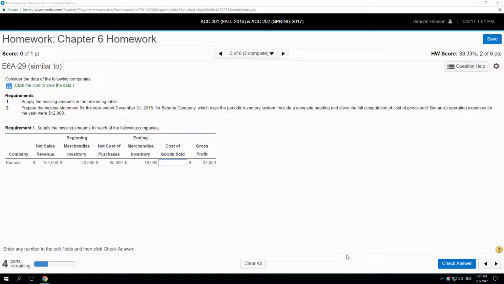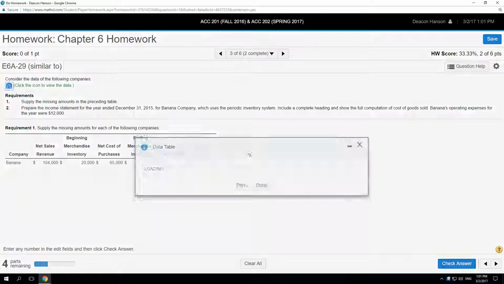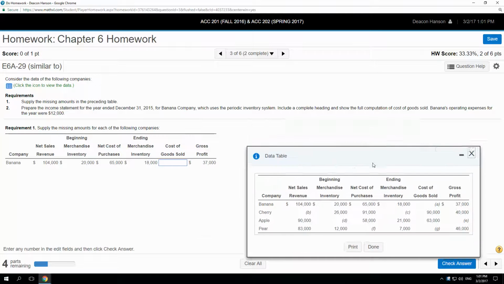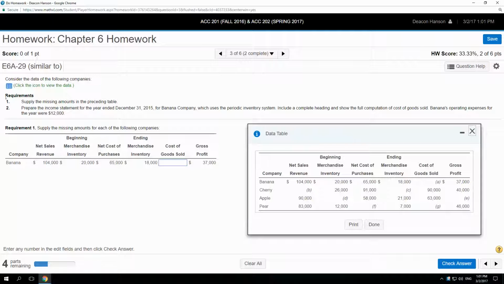Solve this one, E6A-29. All right, so let's take a look. We got some other data here. It says, click here to view this icon, and this is data of the following companies. So they got other companies listed, and they want us to figure out the missing amounts.